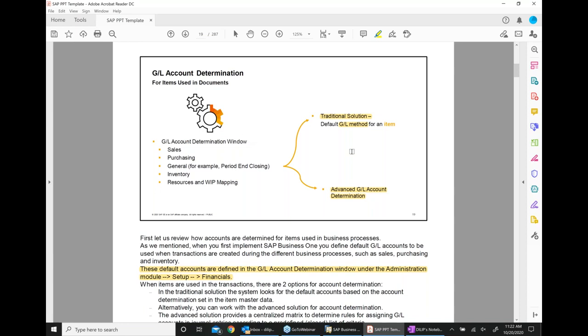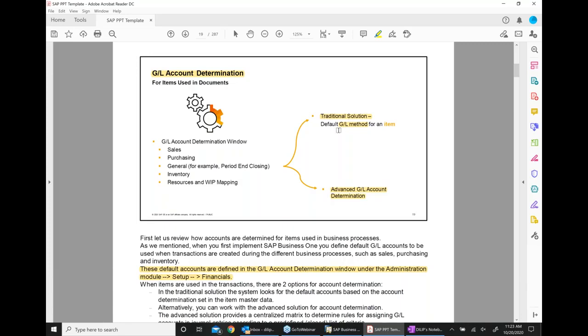Now, what is the basic meaning of this? There is something called traditional solution, and then there is something called advanced GL account determination. Look at this picture. This is important. It's very simple, but an important slide. So how does the GL account determination take place? That is what we are investigating. That is what we are trying to understand.